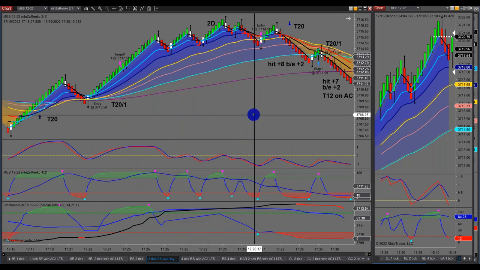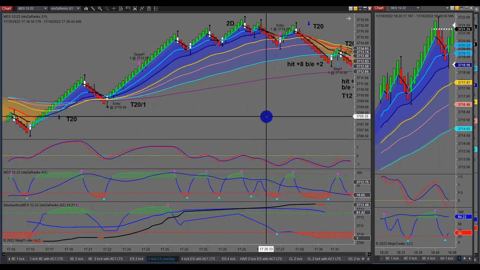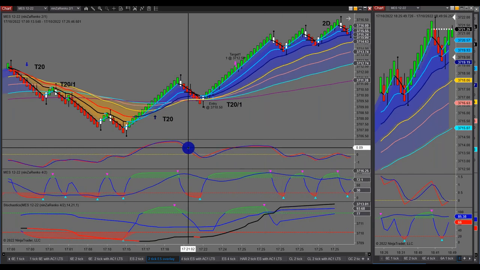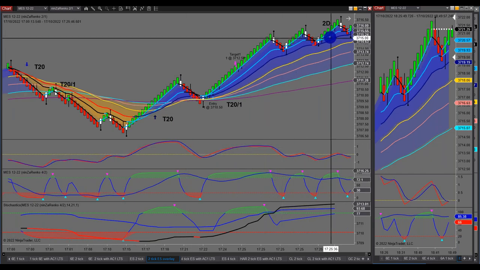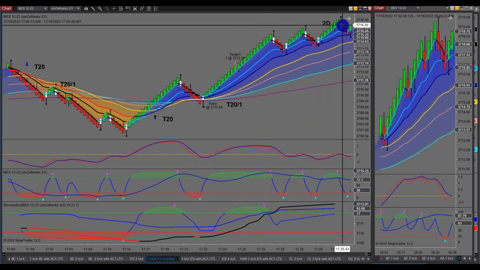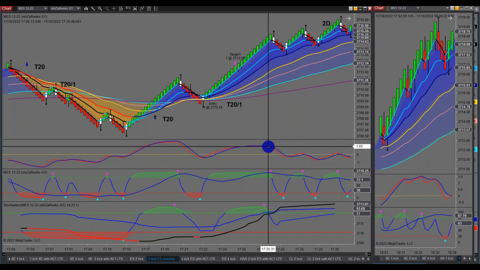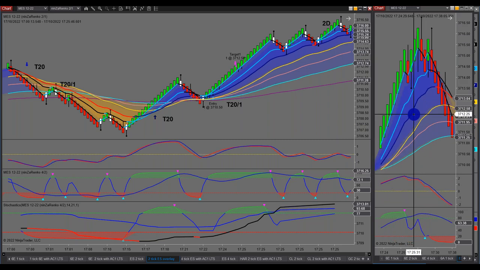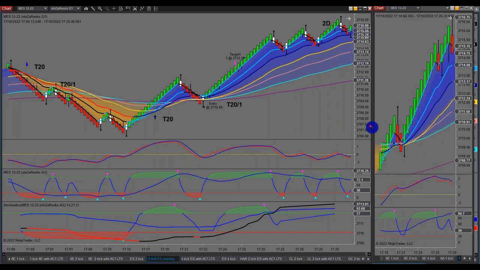So a 2D, what makes this a 2D? When you've got double divergence. Now here we can see we had a higher high on price. Here we had a lower high on price. Now that was back here. And if you're looking at both charts, this is what you would have seen. You would have seen, let me just make sure. Yes, that's it. So you would have seen you had a higher high on price.